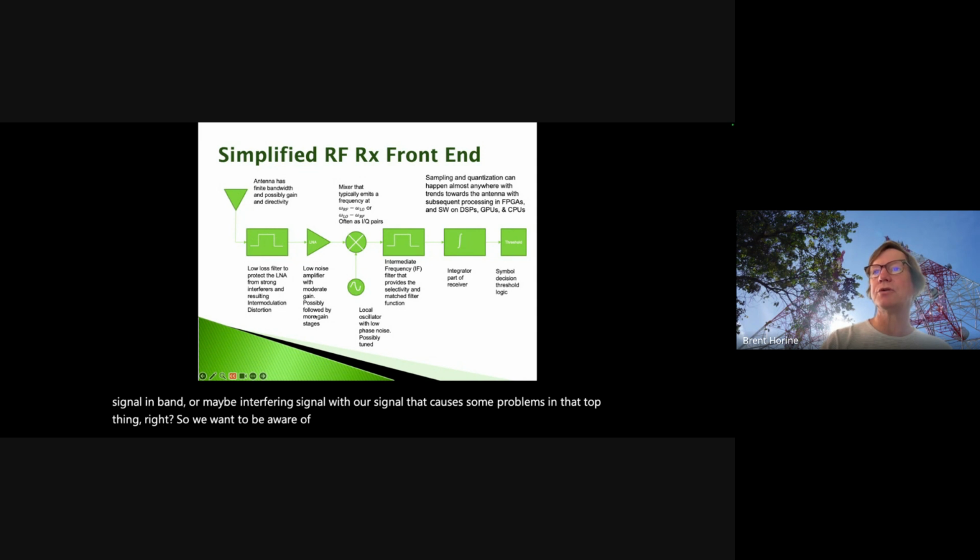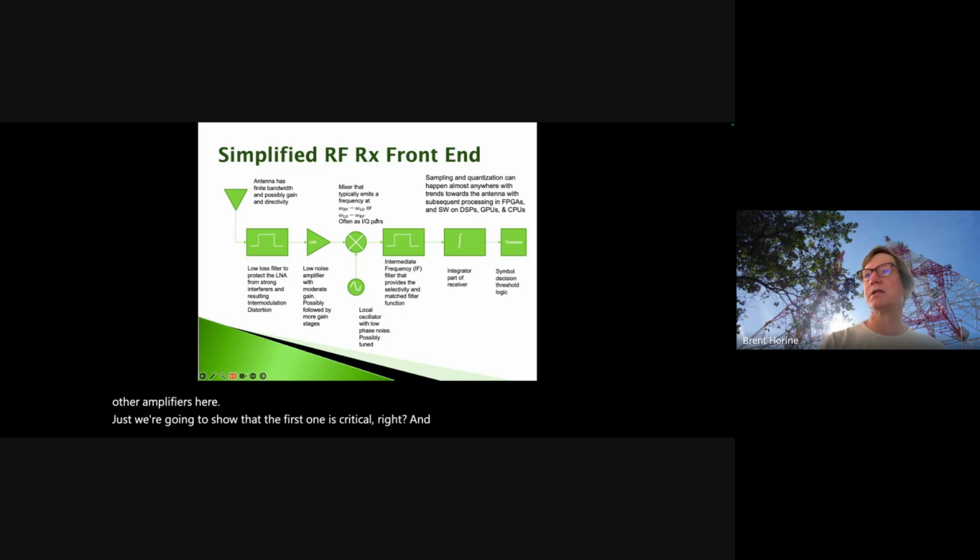Then we have this low noise amplifier. It's really designed to add a minimal amount of noise to the system, and we'll typically have moderate gain. And this might be composed of multiple gain stages before we go to the mixer. There might be some other amplifiers here. We're going to show that the first one is critical, right? And we already discussed the mixer.